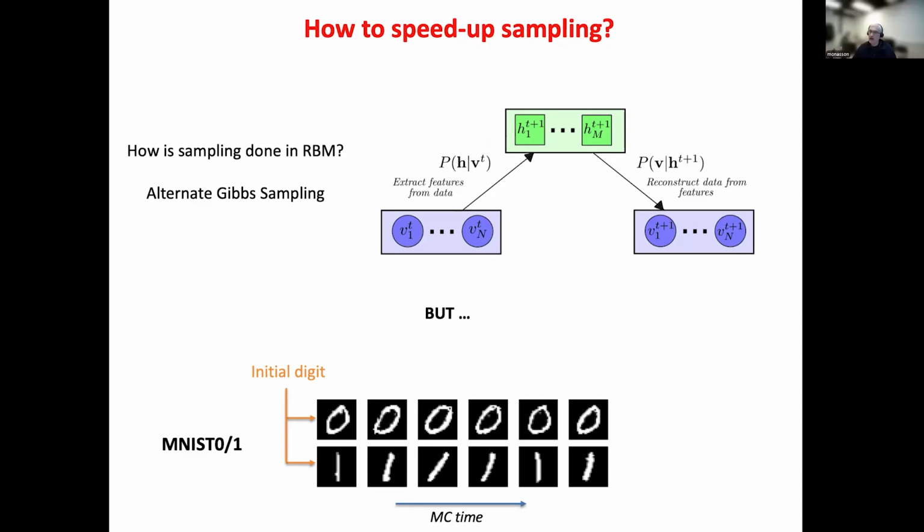And if I start with a 1, I will sample many nice looking ones, but I will wait forever before seeing a 0. So essentially, the machine has learned a mixture model with the 0s and the 1s, and it's very hard to cross the barrier to go from one digit to another digit.